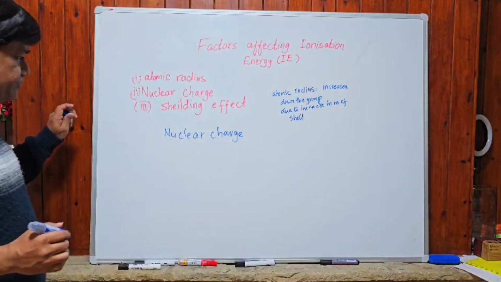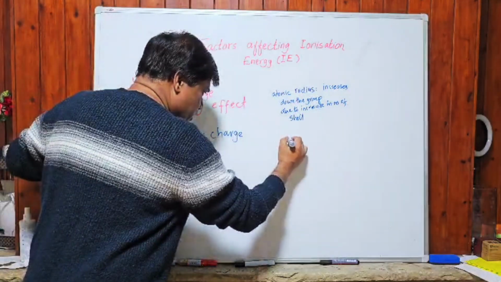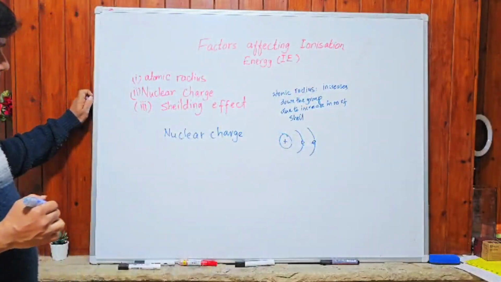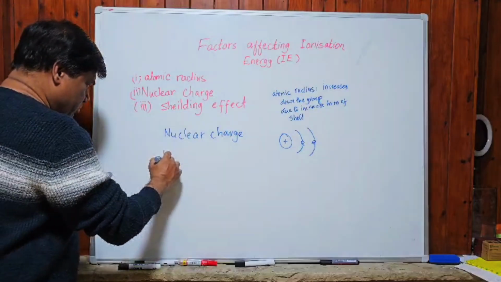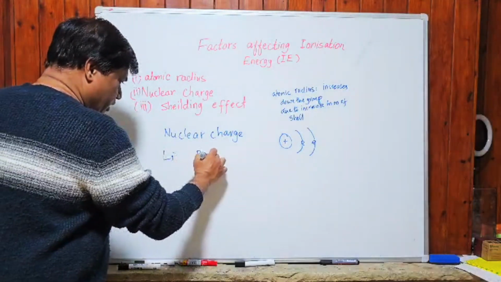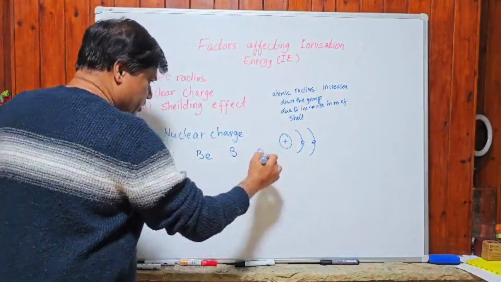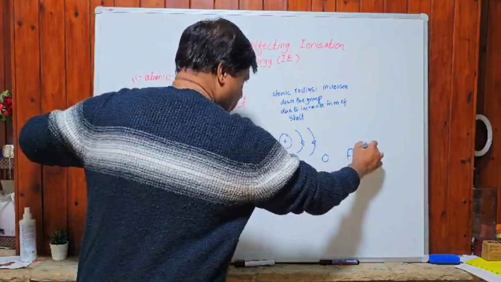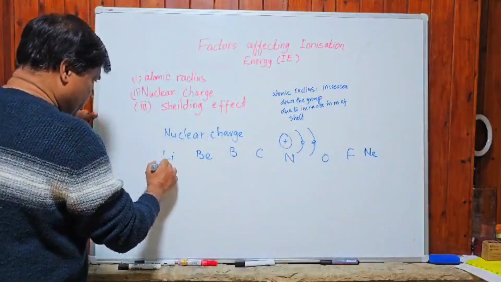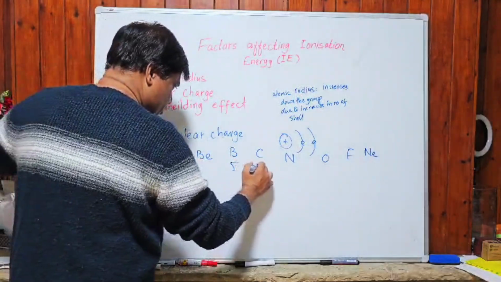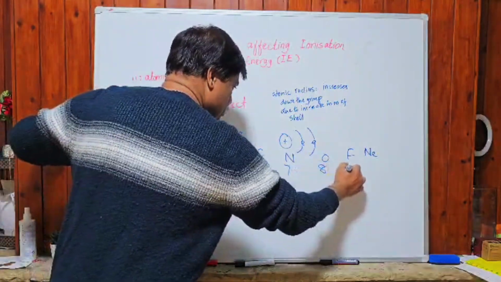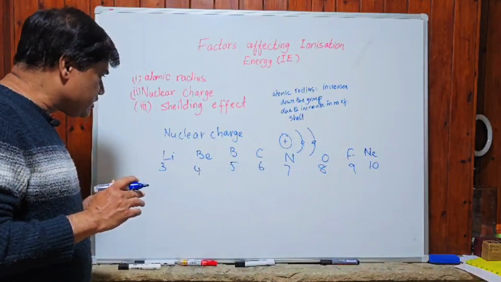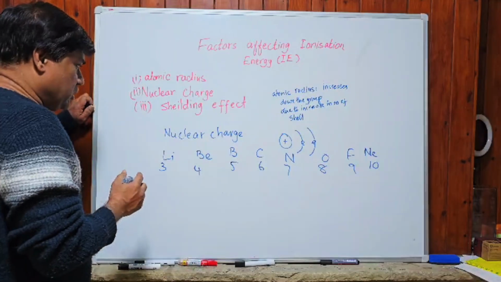Nuclear charge is the force of attraction between the nucleus and the electrons in the outer shell. One more time: lithium, beryllium, boron, carbon, nitrogen, oxygen, fluorine, neon. 3 electrons, 4 electrons, 5, 6, 7, 8, 9, and 10 electrons. All these electrons are placed in the same shell. Sir, we didn't get it.